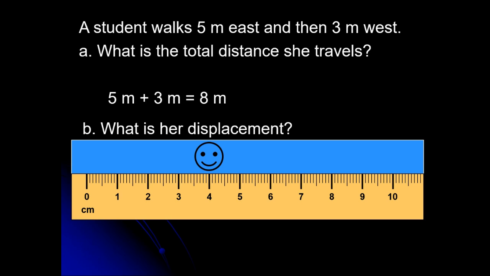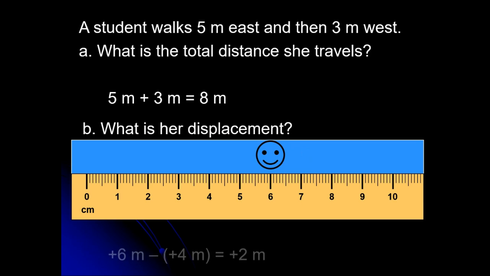So what about her displacement? So she started at the 4-meter mark. If it helps, you can write down a ruler. It doesn't really even matter, but it kind of helps sometimes to see those numbers. And you can start it anywhere. It doesn't even have to be at 0. So we're going to start her at the 4. And she's going to move 5 meters to the east in the positive direction. And then she's going to come back in the negative direction or to the west for 3 meters.